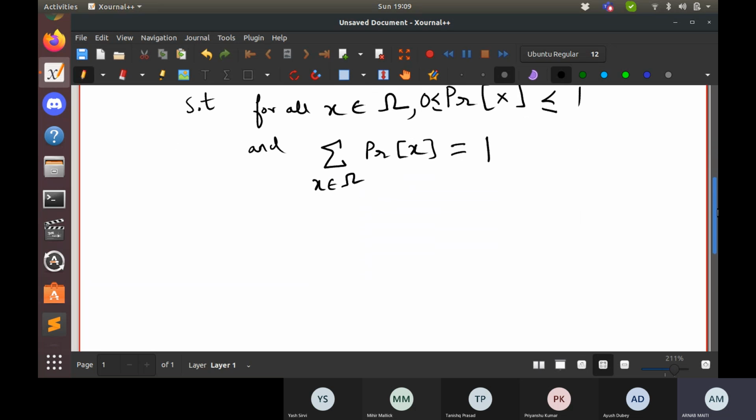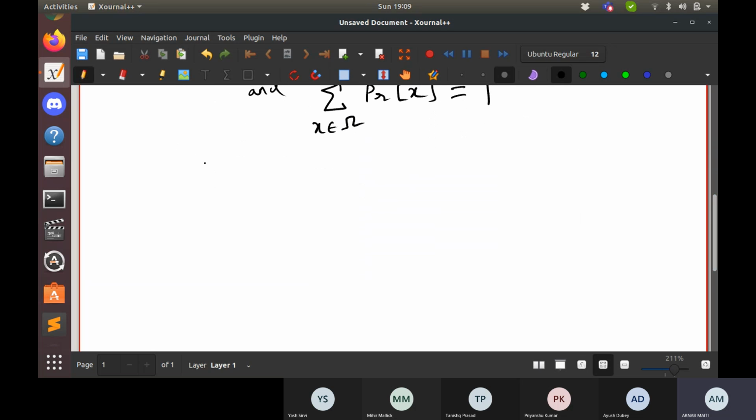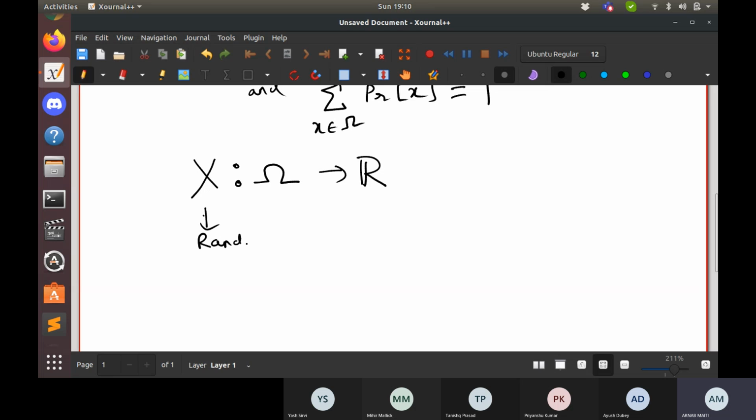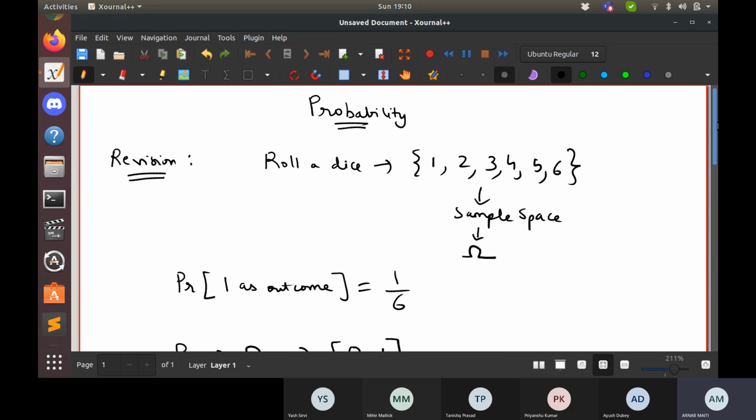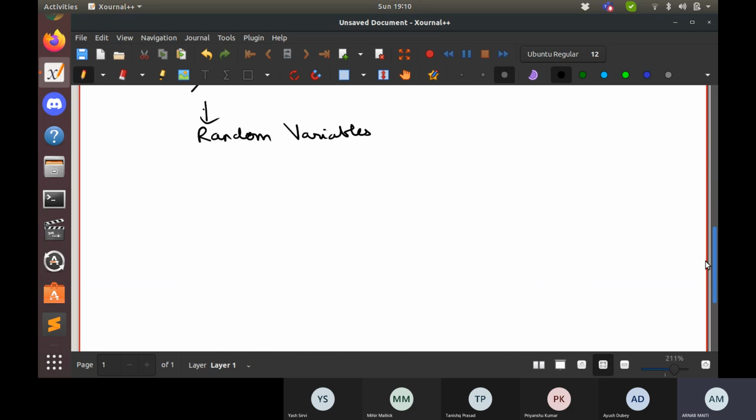For that, I'll define a new function. Let this be a function from your sample space to the real numbers. Such functions are called random variables. So you can define a random variable to capture, say, this particular roll of dice.